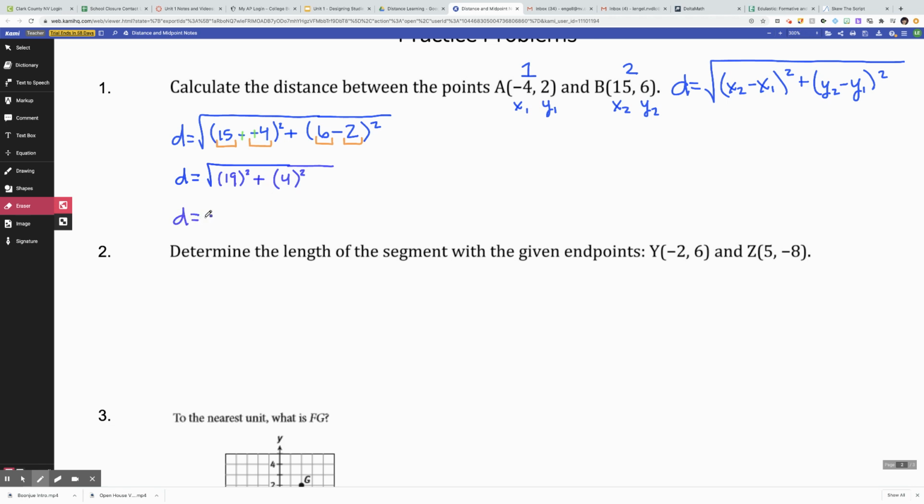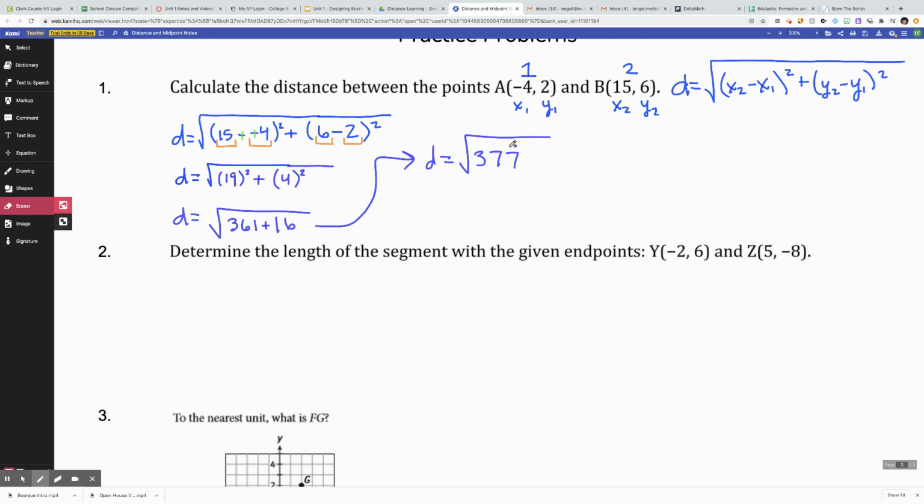I did what's inside my parentheses. Now I need to do my exponents next. I'm going to take 19 and 4 and square them both. 19 squared is 361, plus 4 squared is 16. There's no multiplication, no division, so now we're at addition. 361 plus 16 is 377. My very last step is I need to take the square root of 377.